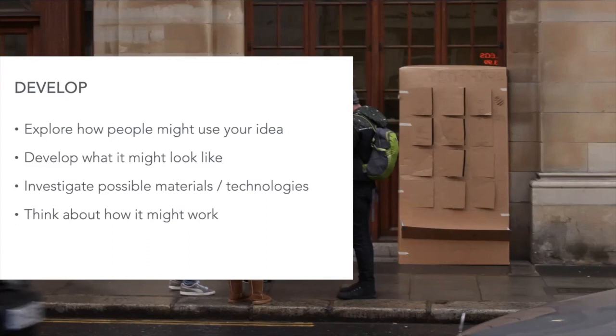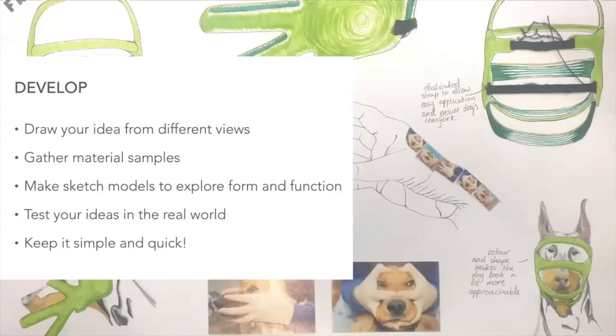Thinking about how it might work, what technologies are involved, what materials are involved. And then really developing that idea out in different ways. Draw the idea from different views, so from the front, from the side, from an angle if you're feeling up to it. Gather different material samples which you feel might be useful. Show us them, and you'll see here the student has actually stuck different materials onto the page.